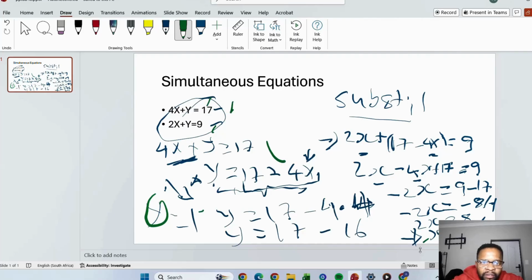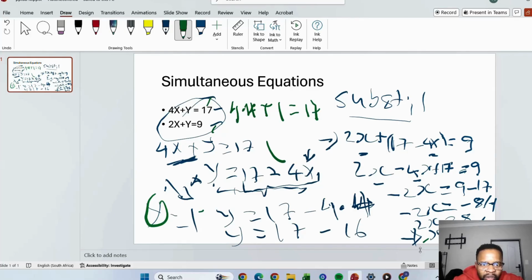How do we do this? When we substitute that, it must be equal to 17. If it's not equal to 17, which means our answer is incorrect, right? Let's do that. 4 times 4 plus 1: 4 times 4 is 16, plus 1 is 17. So which means it's correct.